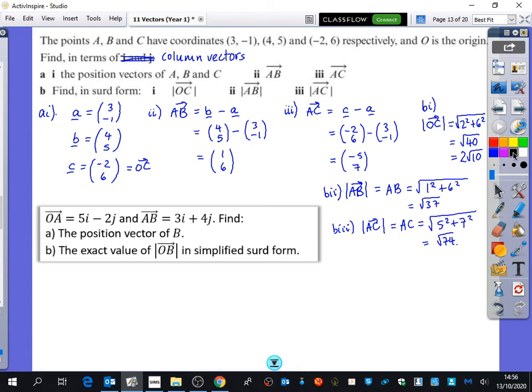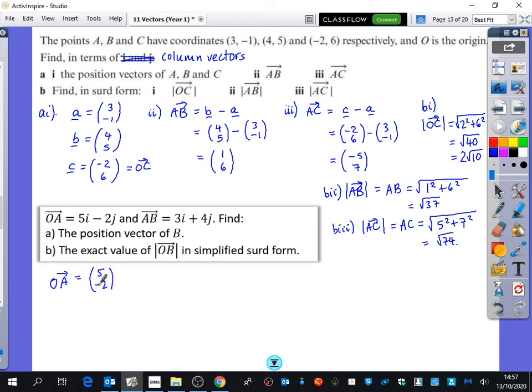Okay, so this time they've told us OA is equal to this and AB is equal to this. And we want to find out the position vector of B. So this is kind of weird. It's like they've given you some of the information and they're now wanting you to say what the original information was. So they've told me that OA is 5, minus 2.